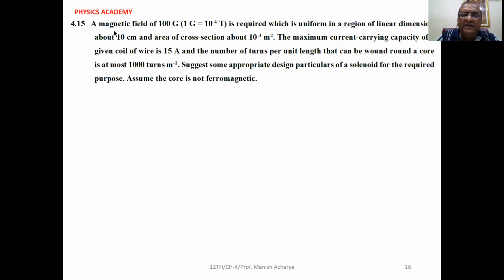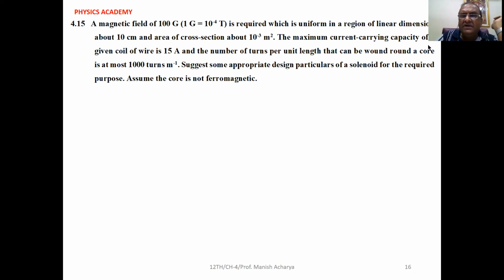4.15. A magnetic field of 100 Gauss, 1 Gauss being equal to 10 raised to minus 4 Tesla, is required, which is uniform in a region of linear dimensions about 10 centimeter and area of cross section about 10 raised to minus 3 meter square.